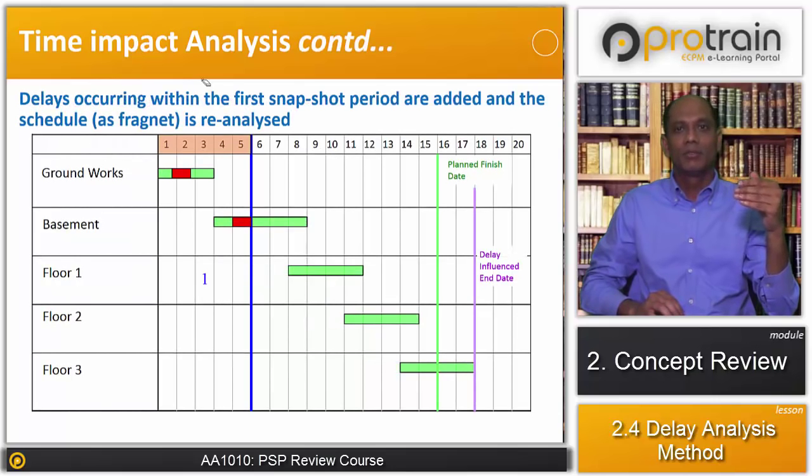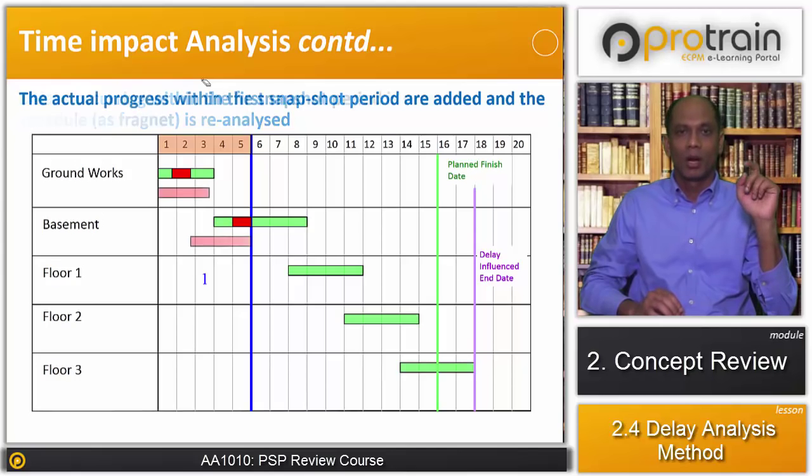Delay that occurred within the first snapshot period is added into the schedule as a fragment and reanalyzed. So there's a delay which is happening between the snapshot period of 1 and 5, and the delay has been inserted into the schedule. When we have inserted the delay into the schedule, we find that the project completion is now shifted from 15 to 17. So the impact of the delay that occurred within snapshot period 1 is 2 months.